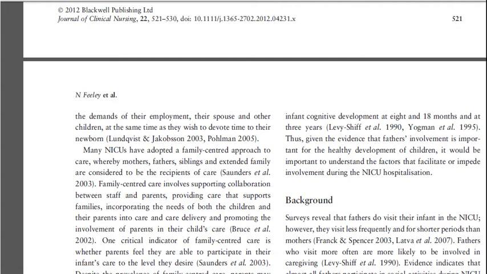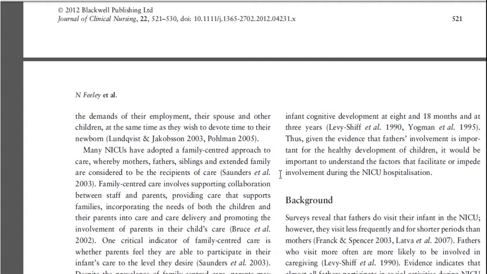The introduction should also set the study in context. Does it give an idea in terms of what other work has led to the question they've got right at the moment? And you can already see that they've thought about this, they've used a range of literature. Here we go: many NICUs have adopted a family-centred approach to care whereby mothers, fathers, siblings and extended family are considered to be the recipients of care. So they're really outlining the context in which this study was undertaken.